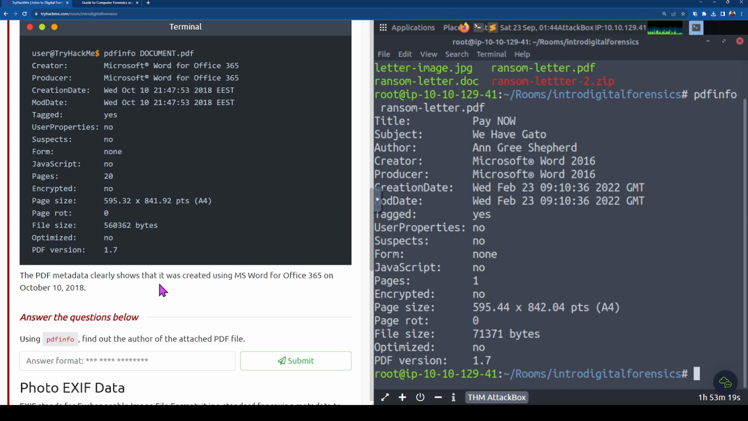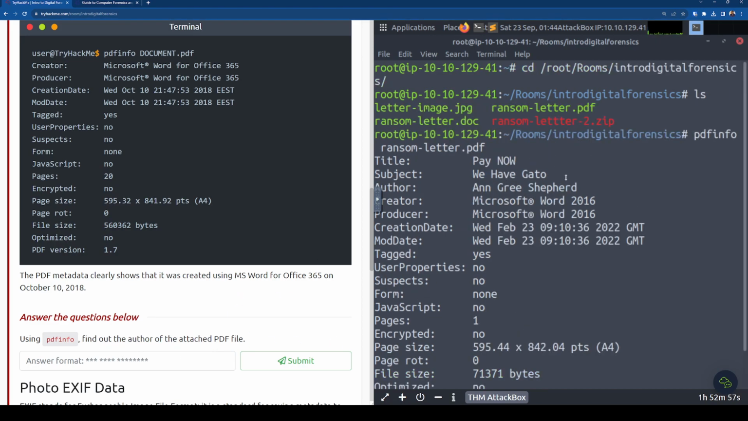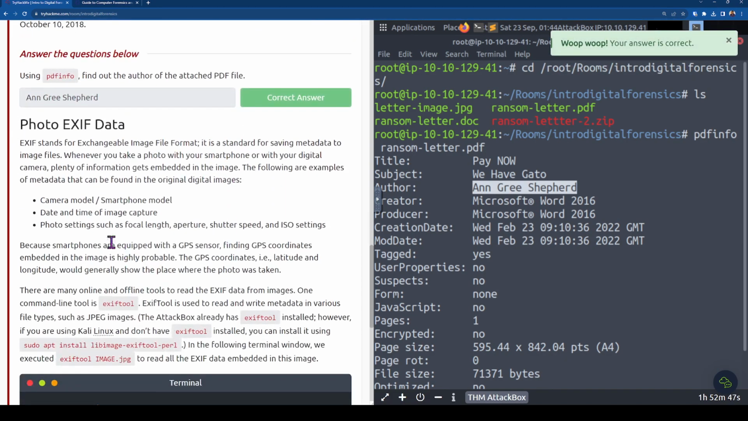The PDF metadata clearly shows that it was created using Microsoft Word for Office 365. Oh, well, ours does not. On October 10th. Oh, theirs. They're talking about theirs. October 10th, 2018. Using pdfinfo, find out the author of the attached PDF file. So the author of our file is Anne Gree Shepherd. Great. Okay. Photo EXIF data.